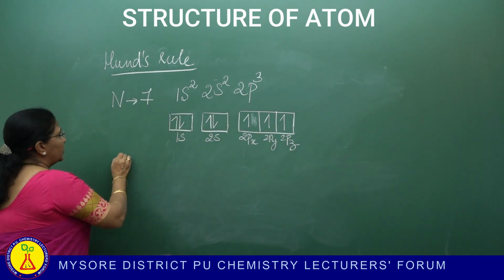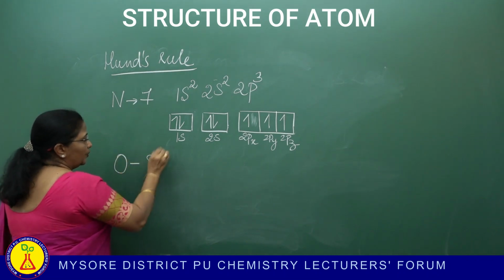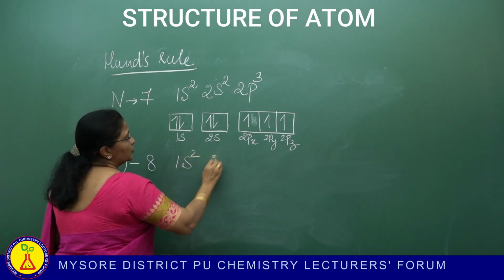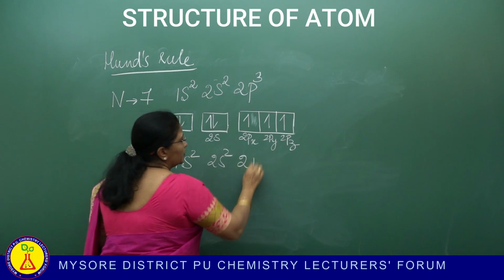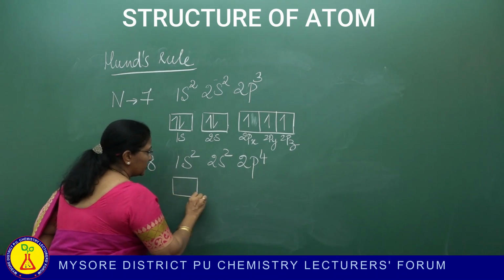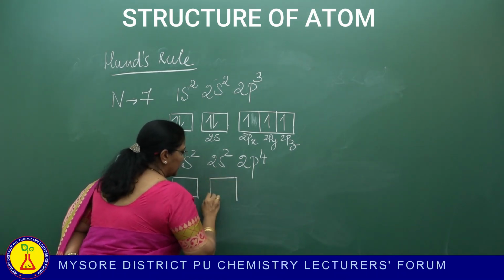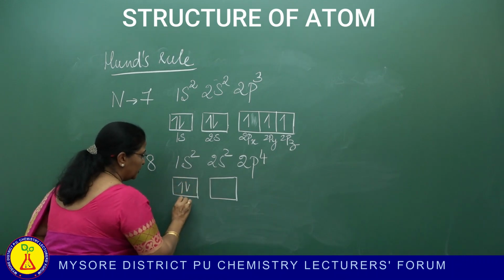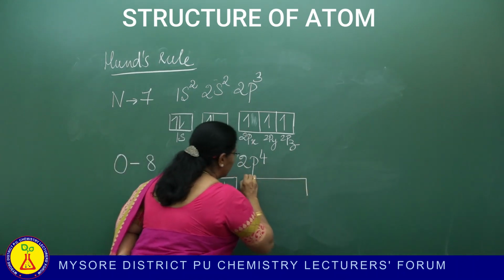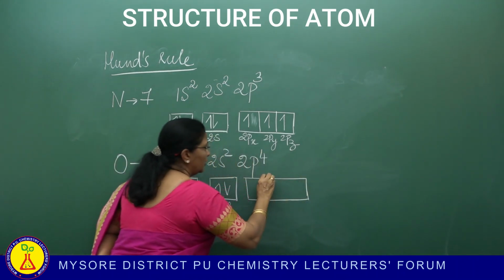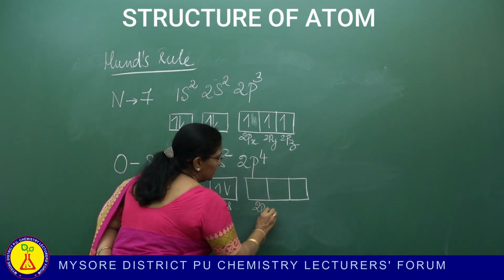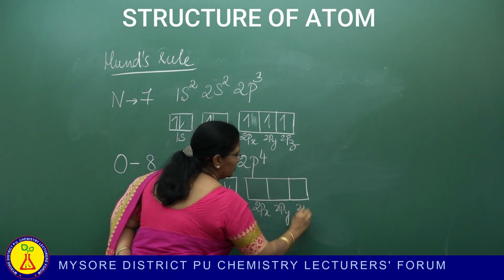Suppose I take oxygen. The atomic number of oxygen is 8. The electronic configuration, if I just write it, will be 1s2, 2s2, and 2p4. But how will I write the box diagram? I put the 2 electrons here. This is 1s, this is 2s, and when it comes to the 2p subshell, you have 3 orbitals: 2px, 2py, and 2pz.